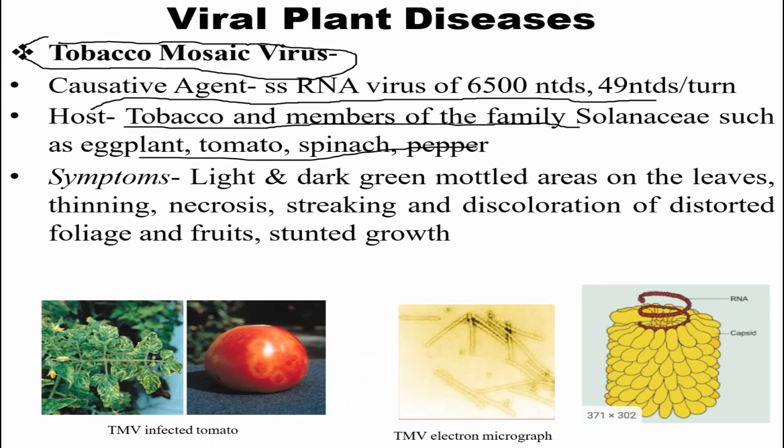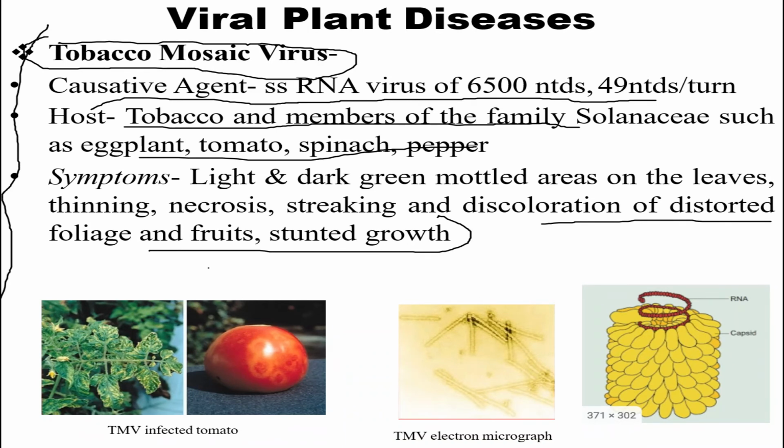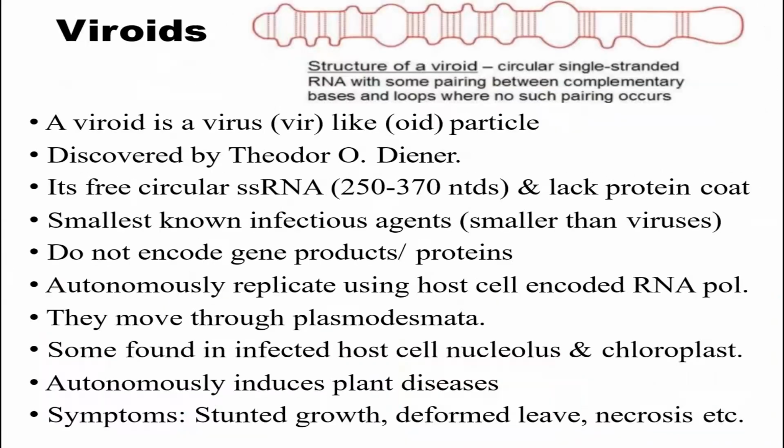Some of the symptoms of tobacco mosaic virus would be light green and dark green mottled areas on the leaves, thinning, necrosis, streaking, discoloration of distorted foliage, and fruit and stunted growth. So these are some of the tobacco mosaic symptoms, and I hope you have studied this in your junior classes also. This is a very easy thing. This comes under viral diseases.